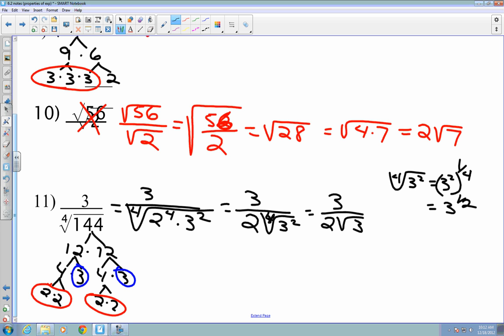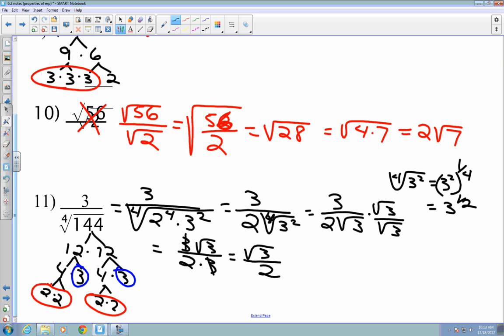Now, top and bottom, what do I do to simplify this one? You guys know this? I think there's a square root of 3 on both sides. So square root of 3 on the top, square root of 3 on the bottom. 3 root 3 over 2 times root 3. But the 3's will simplify, so I just get root 3 over 2.